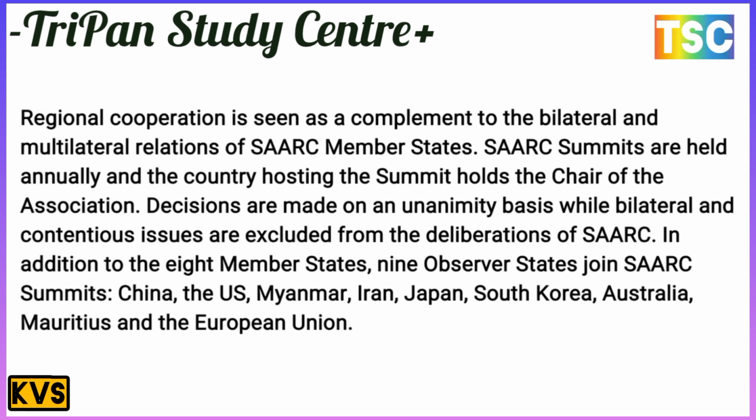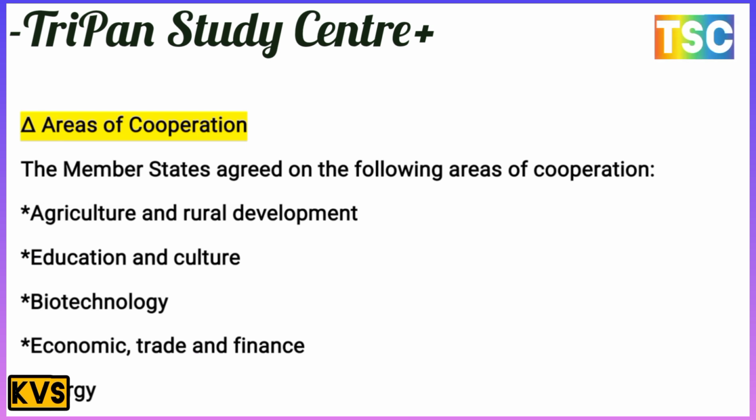Regional cooperation is seen as a complement to the bilateral and multilateral relations of the SAARC member states. SAARC summits are held annually, and the country hosting the summit holds the chair of the association. Decisions are made on the basis of unanimity, while bilateral and contentious issues are excluded from the deliberations of SAARC. In addition to the 8 member states, 9 observer states join the SAARC summit: China, the USA, Myanmar, Iran, Japan, South Korea, Australia, Mauritius, and the European Union. The 8 members and 9 observer states join the SAARC summit. This is important.